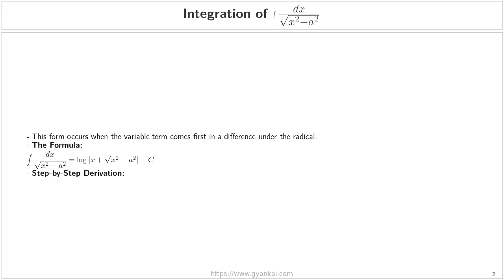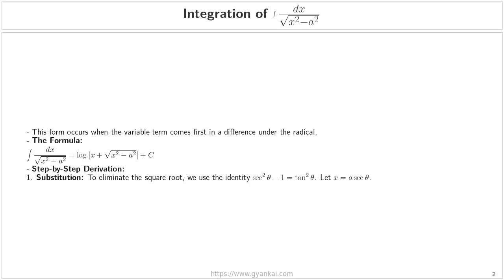Let's break down how we arrive at this formula. We'll use a technique called trigonometric substitution. Step 1, substitution. To get rid of that square root, we're going to use a trigonometric identity. Secant squared of theta minus 1 equals tangent squared of theta. This suggests we let x equal a times secant of theta.